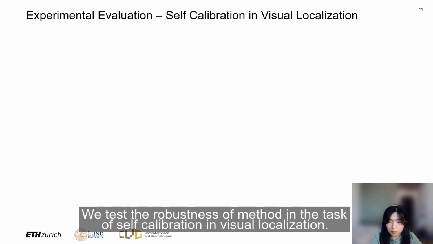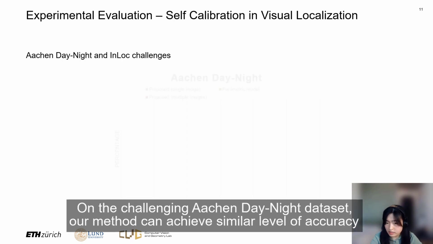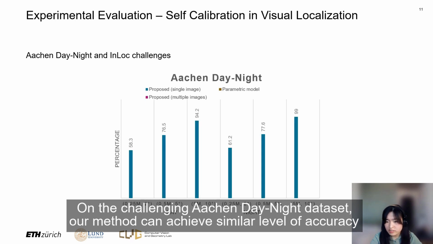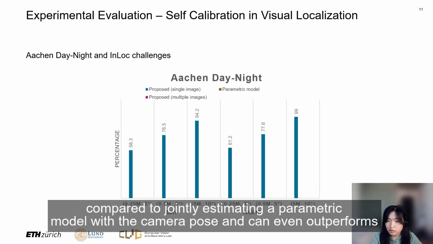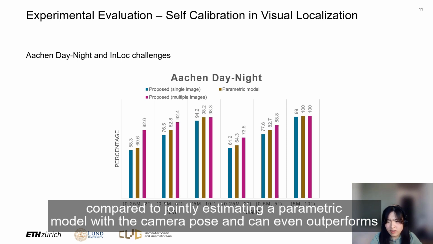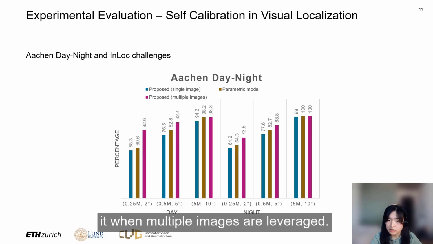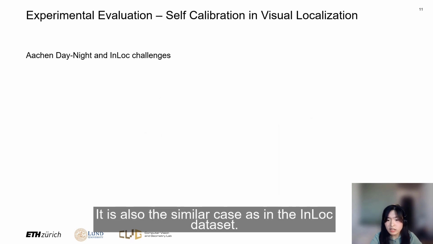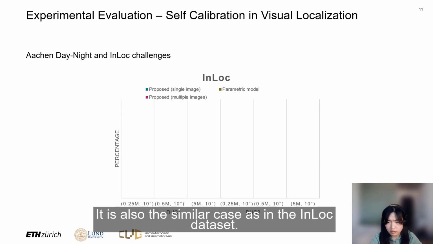We test the robustness of the method in the task of self-calibration in visual localization. On the challenging Aachen Day-Night dataset, our method can achieve a similar level of accuracy compared to jointly estimating a parametric model with the camera pose, and can even outperform it when multiple images are leveraged. It is also a similar case in the other dataset.